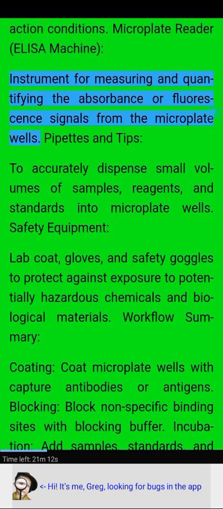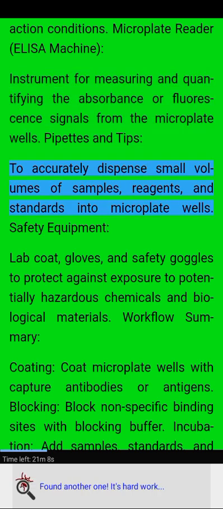Microplate reader, ELISA machine. Instrument for measuring and quantifying the absorbance or fluorescent signals from the microplate wells. Pipettes and tips. To accurately dispense small volumes of samples, reagents, and standards into microplate wells. Safety equipment. Lab coat, gloves, and safety goggles to protect against exposure to potentially hazardous chemicals and biological materials.